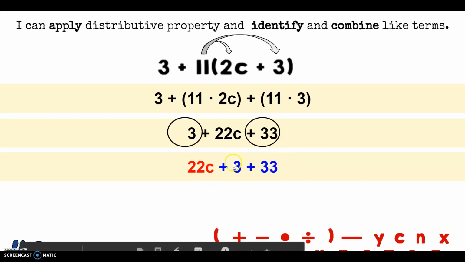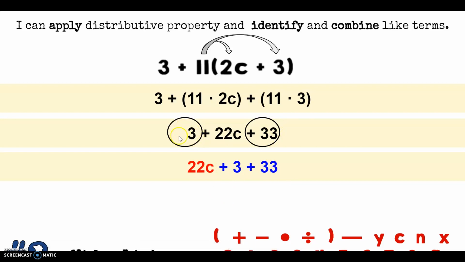So I put my positive 3 here. If there's not a sign in front of the number, you know it's positive. And then I put my 33 over here. So I have a positive 3, positive 33. I take my 22c and I just put it at the front because it's not really doing anything with anyone.